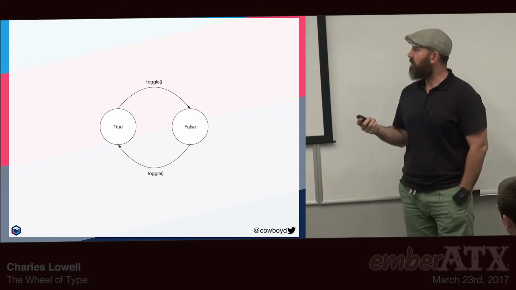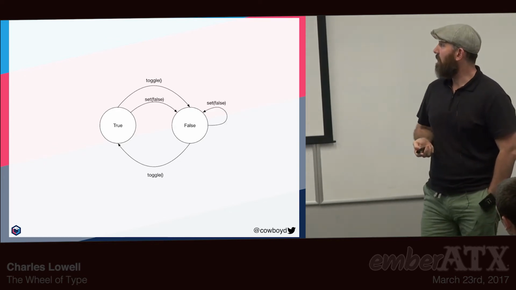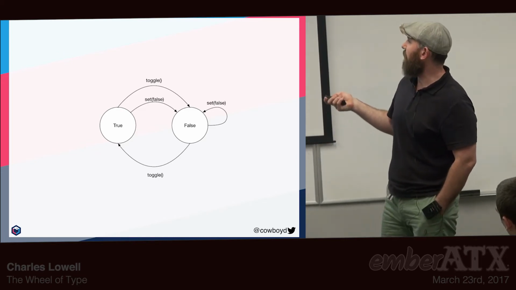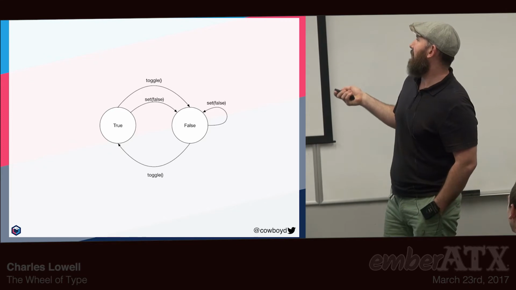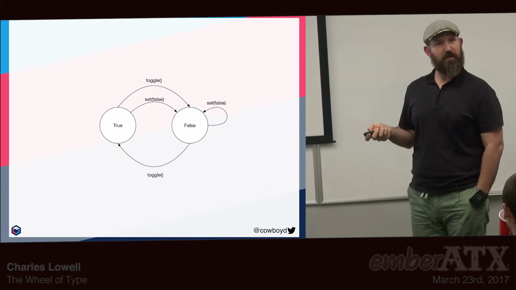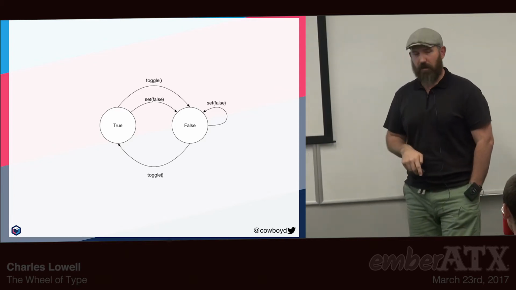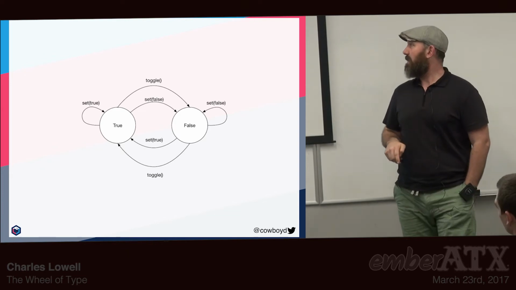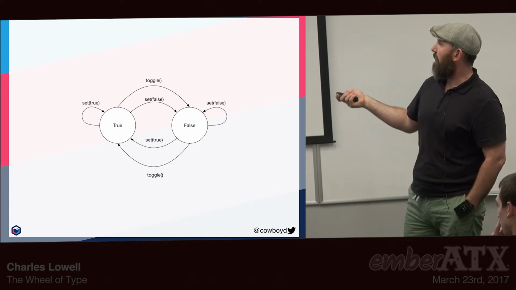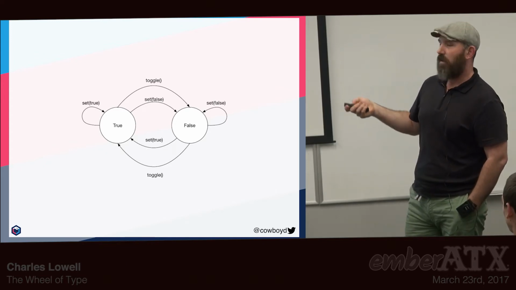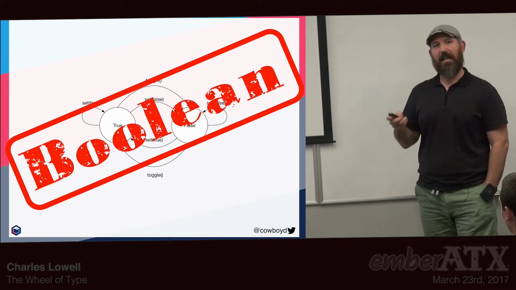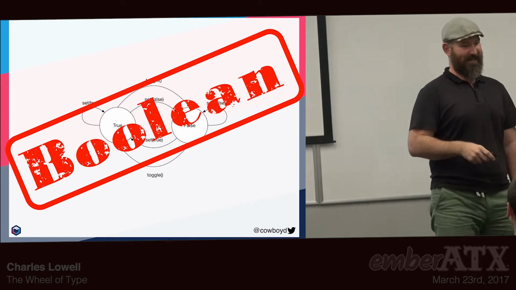There are a couple of other operations that you can do on a Boolean value. You can set it explicitly. If you're in the true state and you set it to false, you move to the false state. But if you're in the false state and you set it to false, you're going to stay in the false state. No surprises there. And we can round this out: if we're in the false state and we set it to true, it moves to the true state. And if we're in the true state and we set it to true, it stays in the true state. And that's it. That is everything there is to a Boolean value.